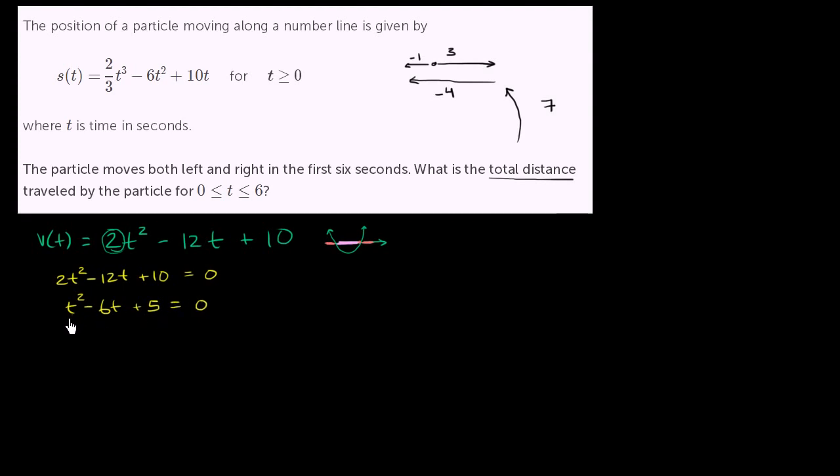That made it a lot easier to factor. This can be factored into t minus 1 times t minus 5. -1 times -5 is 5. -1 plus -5 is -6. This is equal to 0. So this left-hand side of the equation is going to be equal to 0 if either one of these things is equal to 0. If you take the product of two things equaling 0, well, you get 0 if either one of them is 0. So either t is equal to 1 or t is equal to 5.